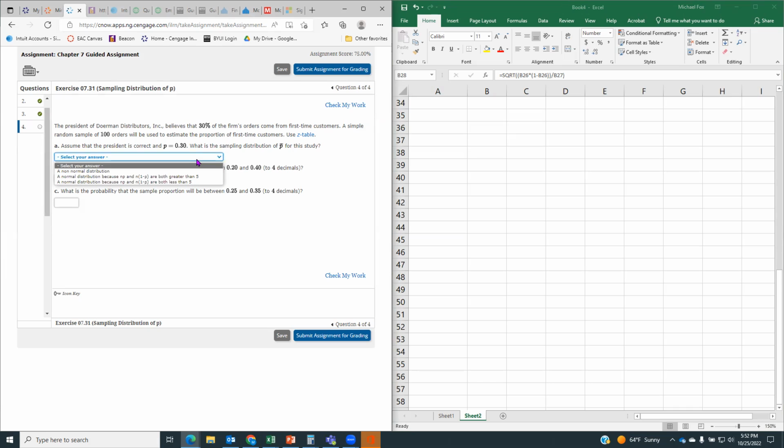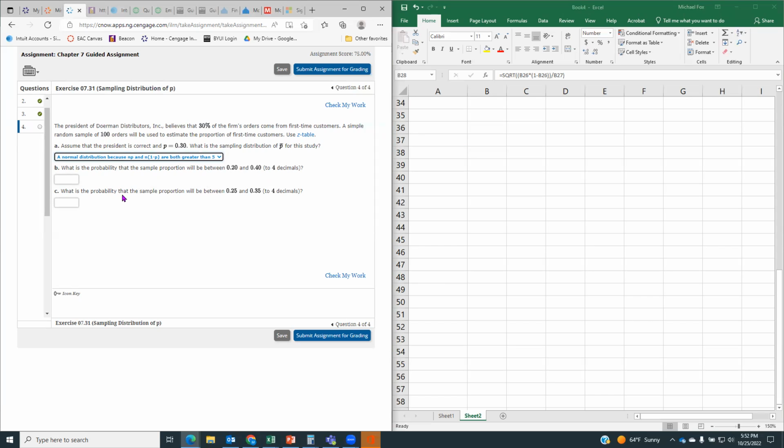And so we know that it's good. This is just something out of the book. Don't worry too much about it. But in order for us to be correct here, it has to be a normal distribution, because NP, so the sample times the proportion, and N times 1 minus P are both greater than 5. That's how we know if it's normal size. So N times P, 0.30 times 100, is greater than 5. And then 1 minus P, which is 0.7 times 100, is also greater than 5. So that's how we can tell if it's normally distributed.